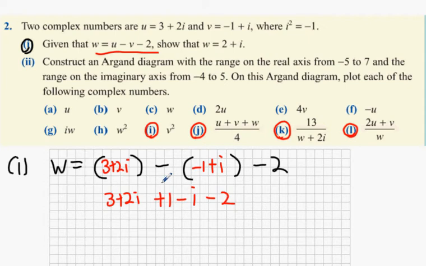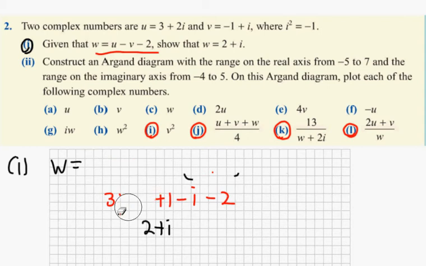We're going to have 3 plus 1 is 4, 4 minus 2 is 2, and 2i minus I is I. Okay, W is 2 plus I. So I'll just write that up here: W equals 2 plus I.